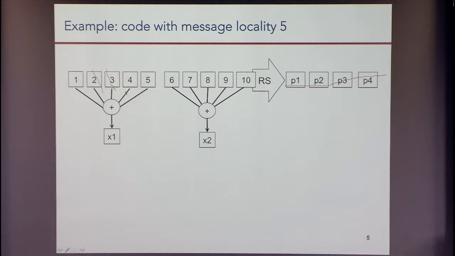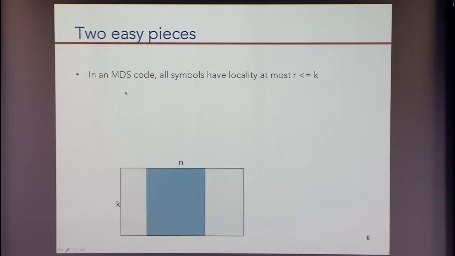Another one is just make random combinations. But in this case, you cannot tolerate these kinds of failures. So that's a question that people were investigating, starting with the Gopalan et al. paper. So okay, let's do a warm up.